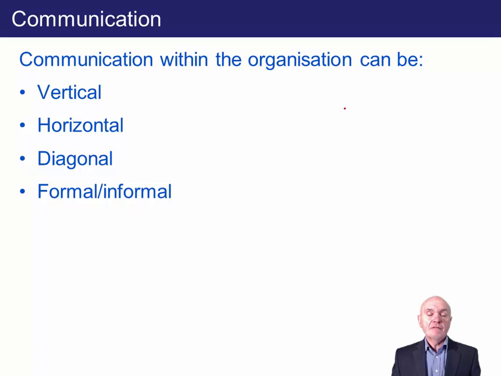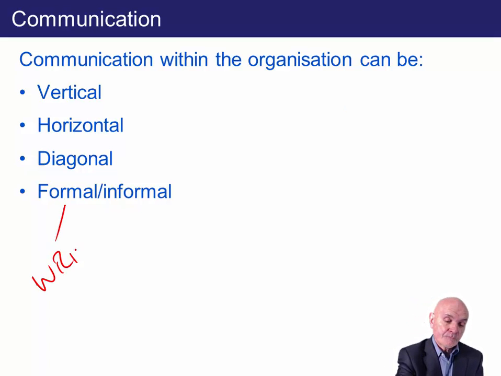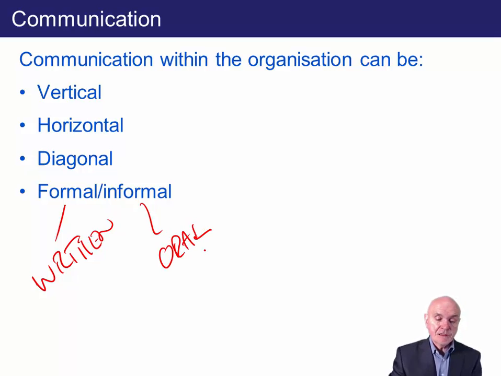Communication can be vertical, so from subordinate up to boss. It can be horizontal between two colleagues of the same level. It can be diagonal from a subordinate to really a manager in another department, and these are all forms which are met with in organizations. And then it can either be formal or informal types of communication. Typically, formal communication is likely to be written. Informal communication is more likely to be oral, spoken communication.